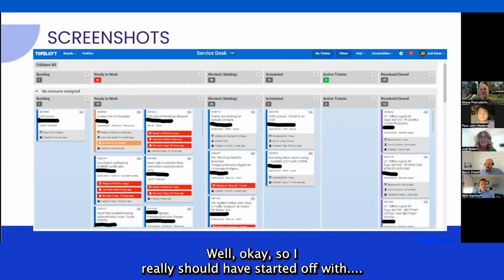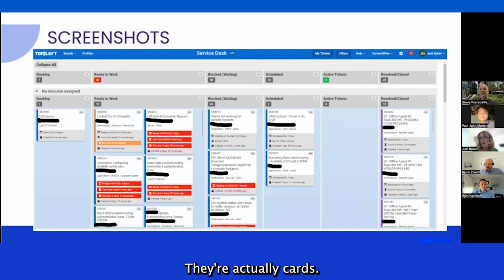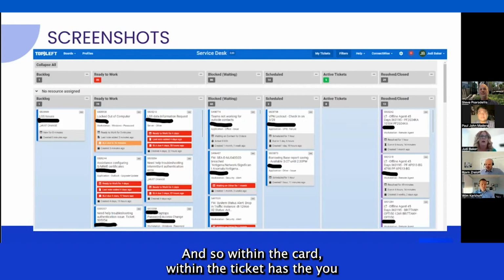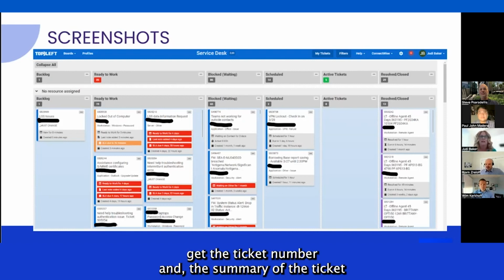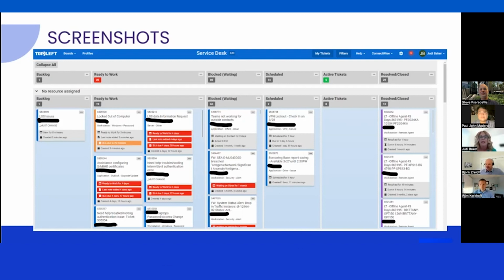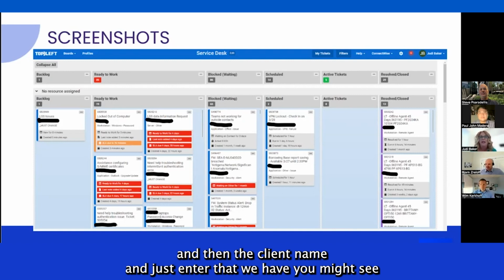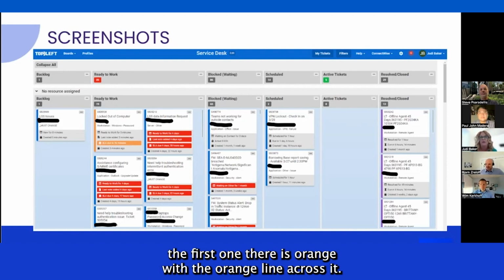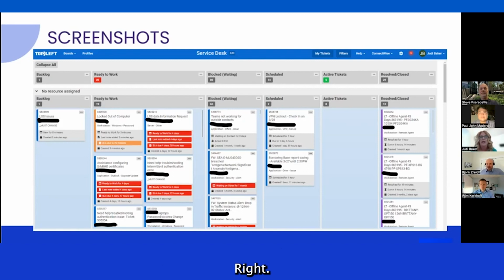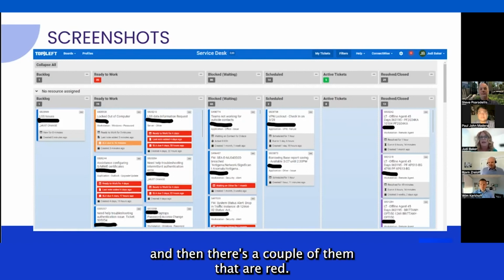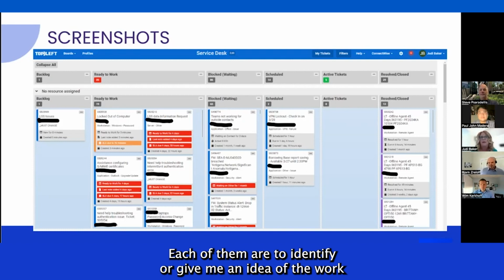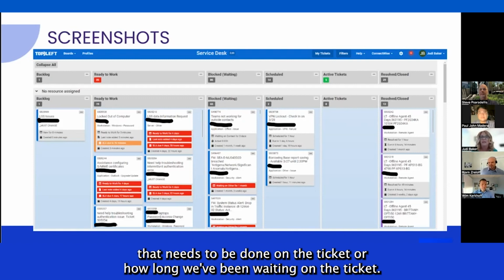Well, okay, so I really should have started off with: they're actually cards, right? Within the card, within the ticket, you get the ticket number and the summary of the ticket, and then the client name. And just under that, you might see the first one there is orange with an orange line across it, and then there's a couple of them that are red. Each of them identifies the work that needs to be done on the ticket or how long we've been waiting on the ticket.